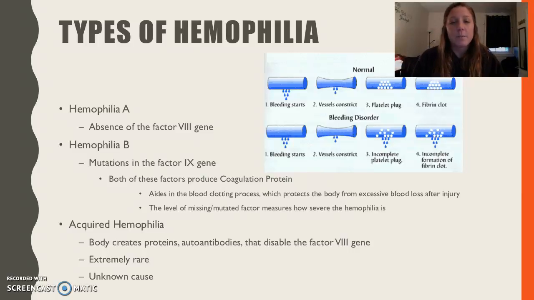There is another type of hemophilia known as acquired hemophilia. This is where the body creates proteins known as autoantibodies that disable the factor VIII gene. Since the factor VIII gene is disabled, the same problem with blood clotting occurs as hemophilia A and hemophilia B. This case is extremely rare and typically only begins in individuals 40 years old or older, and the cause is unknown. For the rest of this presentation, I'm going to focus on hemophilia A and hemophilia B. However, the majority of the information is also true to acquired hemophilia.